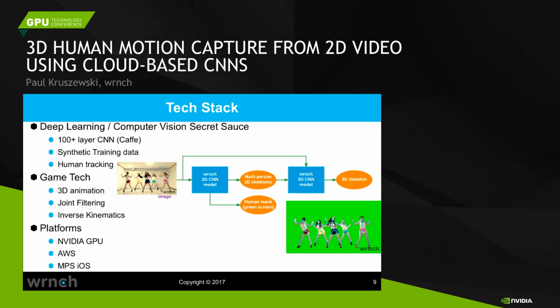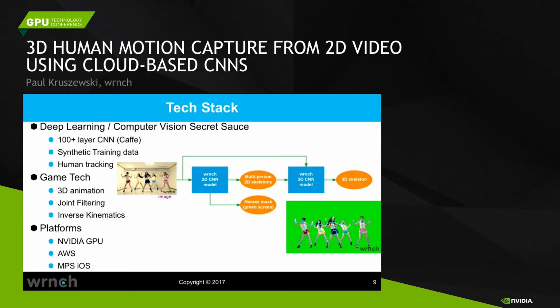So we have a 100-layer plus convolutional neural network in Caffe. I'll talk a little bit about the training data in a second, and then we've got another chunk that does the tracking, and I'll talk about that. You can see on the slides, you can take people in. We first generate the two-dimensional skeletons of everyone. Then from that, we segment each individual person, and then we throw that through another neural net to get the 3D person out of that.